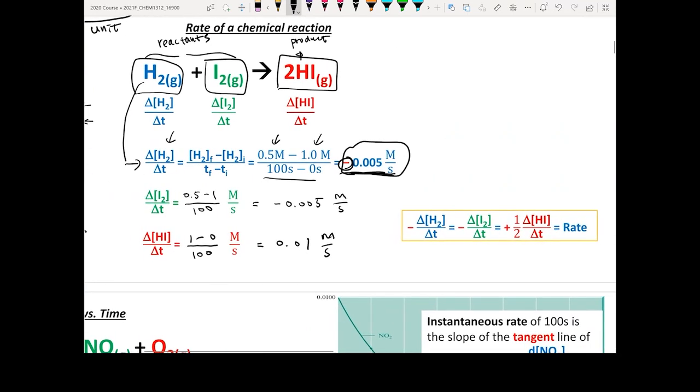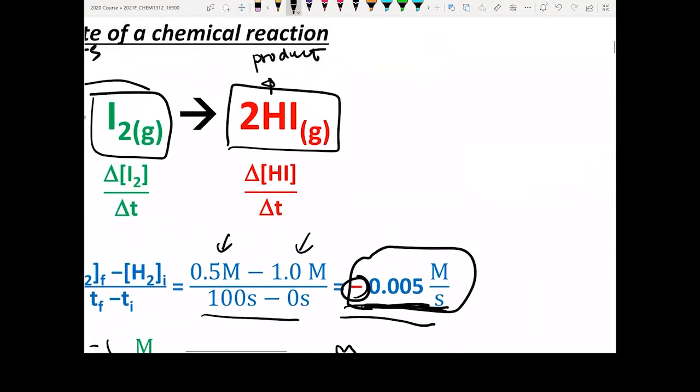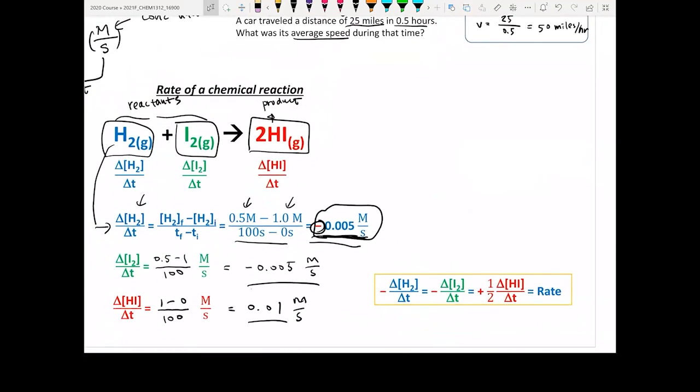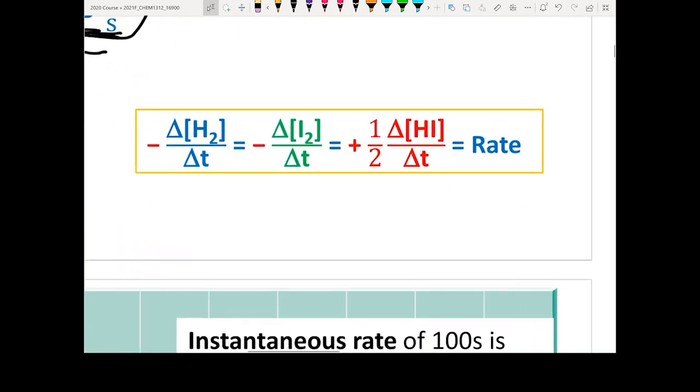So now, after you calculate these things, you got 3 numbers: minus 0.005, minus 0.005, and then 0.01. Which one do you need to use to define your reaction rate? You can see that if the coefficient is not 1 in your equation, it becomes problematic because every species has a different number. But you want to have one single number to describe the reaction rate of a reaction, right? So how do scientists resolve this? What they do is this.